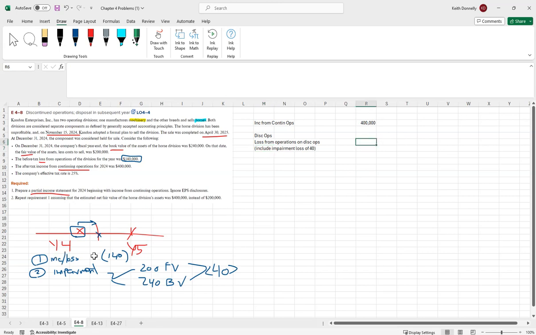The 140 plus the 40, right? We combine that over here. So we're looking at 180,000, right? The combo of the 140 and the 40.